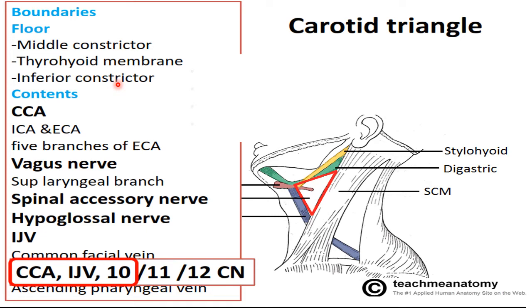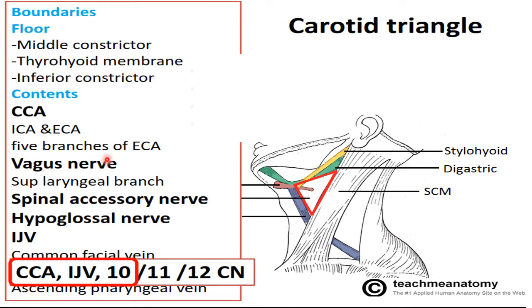Now let us discuss the contents of the carotid triangle. One is the common carotid artery. The common carotid artery extends into the carotid triangle, and it bifurcates into the internal carotid artery and the external carotid artery. The external carotid artery, which is present in this carotid triangle, gives five branches; I will let you know how to remember the branch names in the next slide.